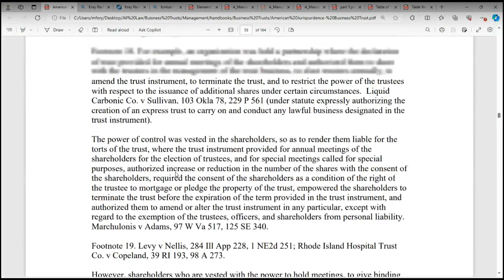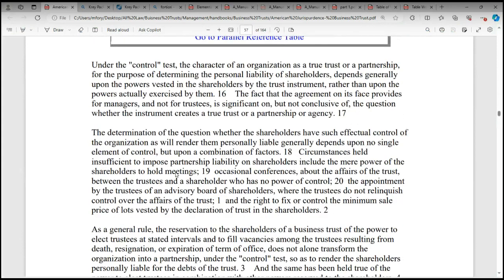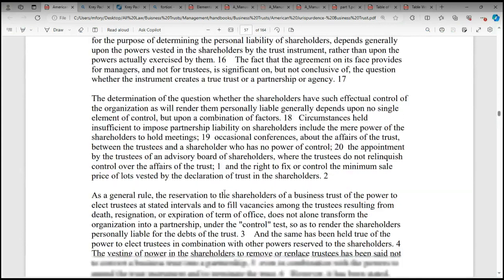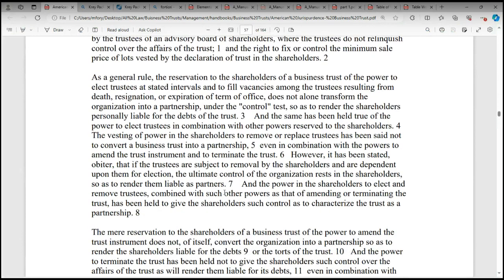Let's see what else. Come back up here. As a general rule, the reservation, right? So this is powers. The reservation to the shareholders of a business trust of the power to elect trustees at stated intervals and to fill vacancies among the trustees resulting from death, resignation, or expiration of term of office does not alone transform the organization into a partnership under the control test, so as to render the shareholders personally liable for the debts of the trust.